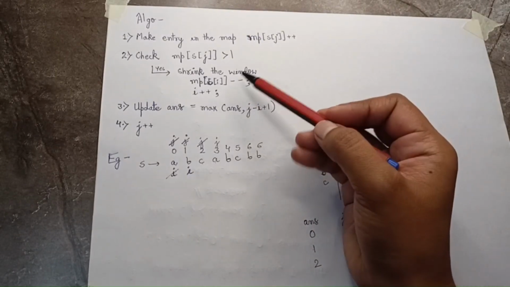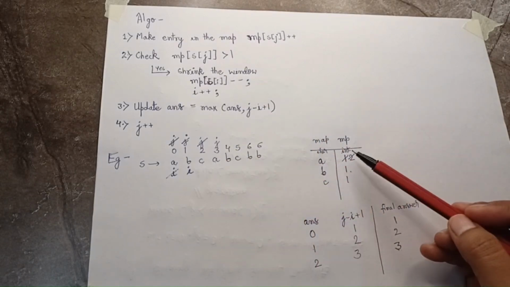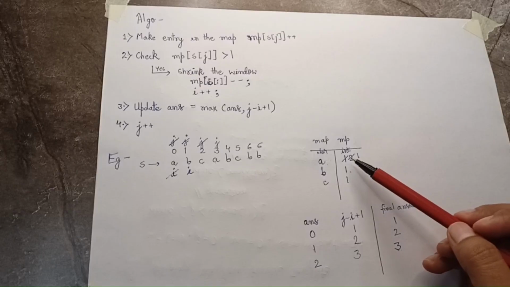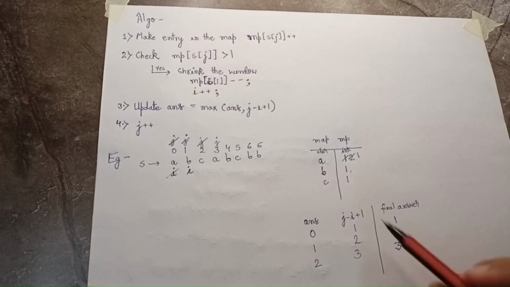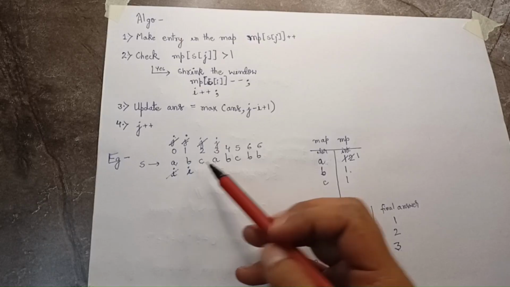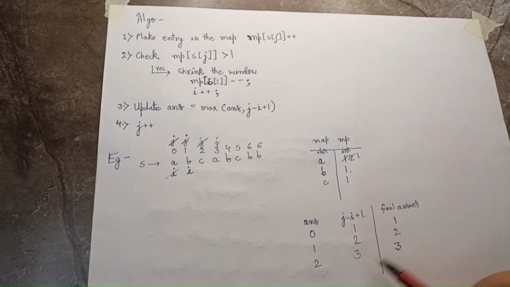Then again we'll check if MP of S of j, that is a, is it greater than 1? No, it's not greater than 1 now. So now no need to shrink the window. Let's move. But before moving, we have to update the answer. Now let's update the answer. 3 minus 1 is 2 and 2 plus 1 is 3. Now the previous value is 3 and the new value is also 3. So is there any need to update the answer? It will remain 3 only.